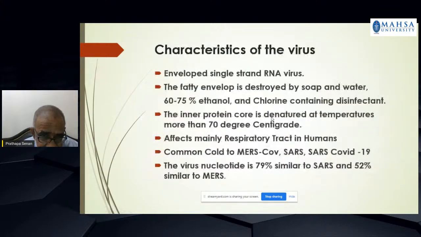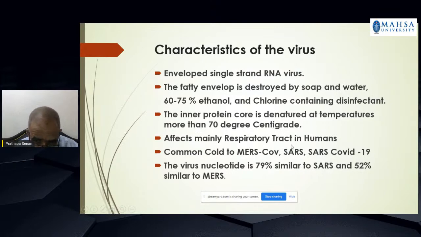The characteristics of the virus are it's an enveloped single-strand RNA virus. Our gene is always a DNA, so this is not a human strand gene, but it's an RNA virus. It has got a fatty envelope which can be destroyed by soap and water, or 60 to 75% ethanol. Ethanol is actually alcohol, and chlorine-containing disinfectants. The inner protein core is denatured at temperatures of more than 70 degrees centigrade.